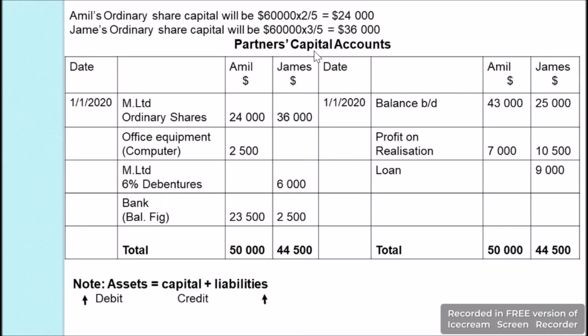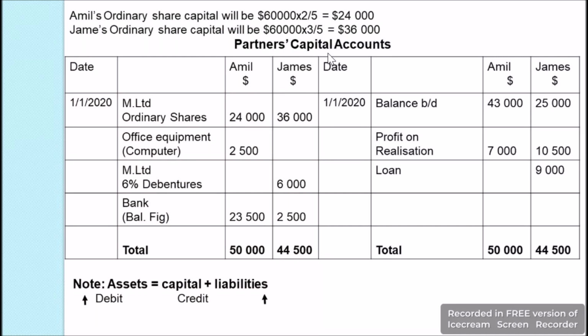Before making the partnership capital account, let us also calculate the ordinary share capital and how it is divided between Amil and James. Amil's ordinary share capital will be in the profit sharing ratio, which was 2:3. So 3 plus 2 will be 5, so it will be 60,000 times 2/5, which is $24,000, and for James it will be $60,000 times 3/5, which is $36,000.